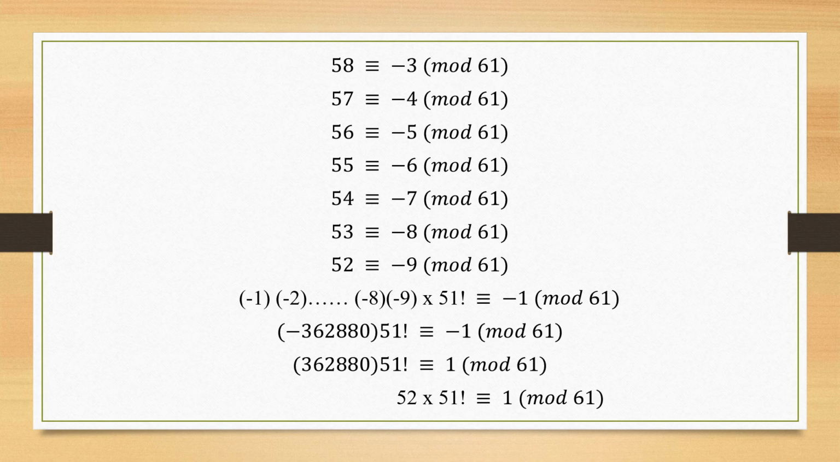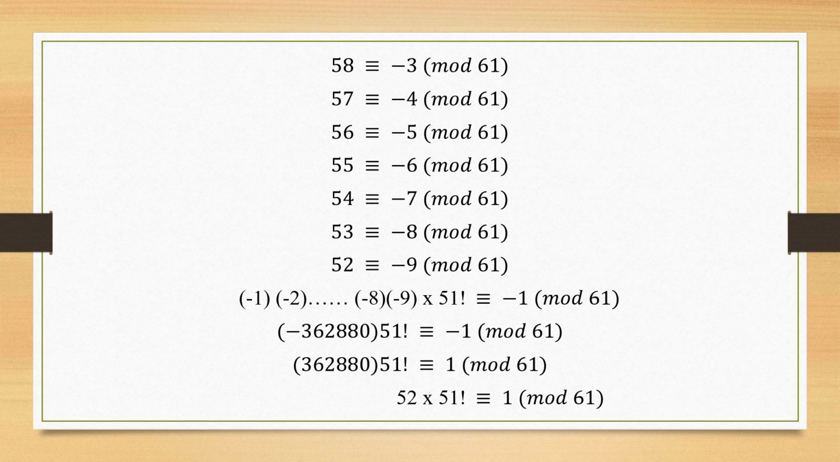So I can write it as 3,62,880 times 51 factorial is congruent to 1 mod 61. Got it? Now this is going to be 51 factorial, which is congruent to 1 mod 61. Now what is that actually? It is just nothing but 52. So the remainder is 52 by 61.